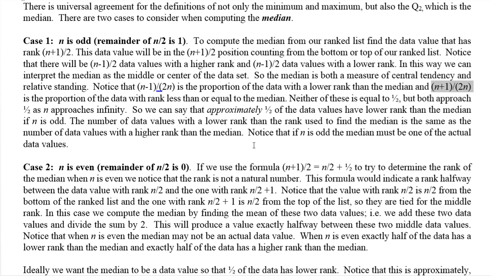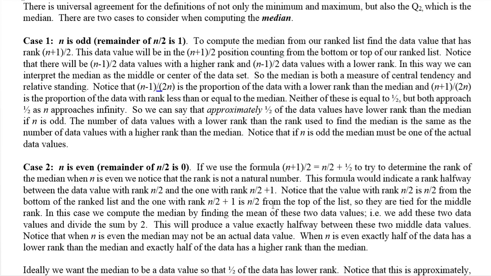We just take the one with rank n over 2, the 20th one, and the one with rank n over 2 plus 1, in this case the 21st one, and average those two. In other words, add them up and divide by 2. Find the mean of those two, and that gives you a data value that's halfway between those two points that are tied for the middle in rank. And then in this case, exactly half of the data will be less than the median, at least in rank, and half will be above the median.